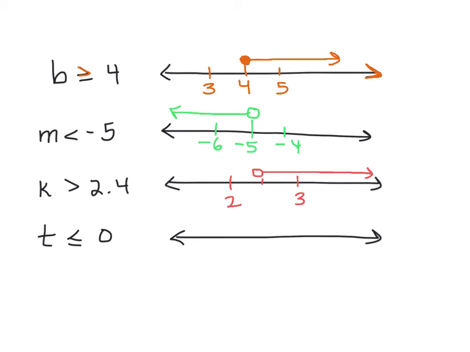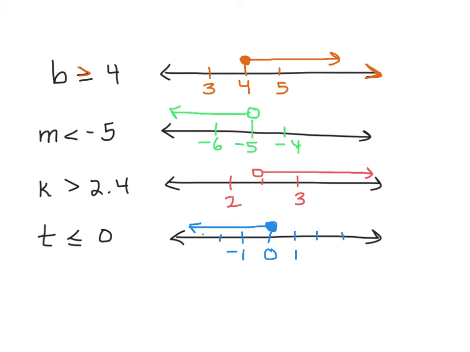Or I could say t is less than or equal to 0. There's 0, 1, -1. If you want to put other numbers on there, that's fine. Again, I'm kind of sloppy here. Less than or equal to 0 would be a closed circle over the 0, arrow to the left.